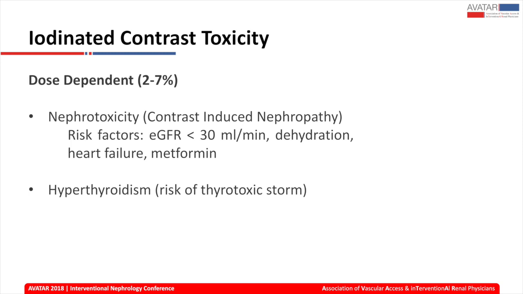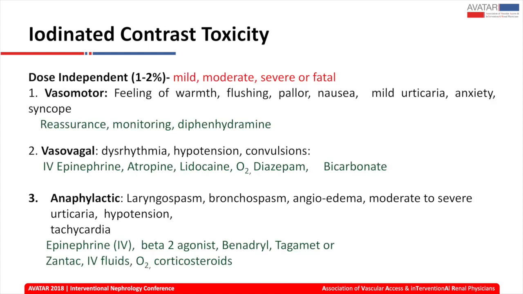So there are two different types of iodinated contrast toxicity. One is dose-dependent toxicity, and one is dose-independent. Dose-dependent toxicity is nephrotoxicity, and I don't need to teach this audience about nephrotoxicity and what you should be looking for. Hyperthyroidism and thyrotoxic storm is another possibility that can happen with the use of an excessive amount of radiocontrast. Now, dose-independent contrast toxicity is not as common, but is more difficult to manage at times.